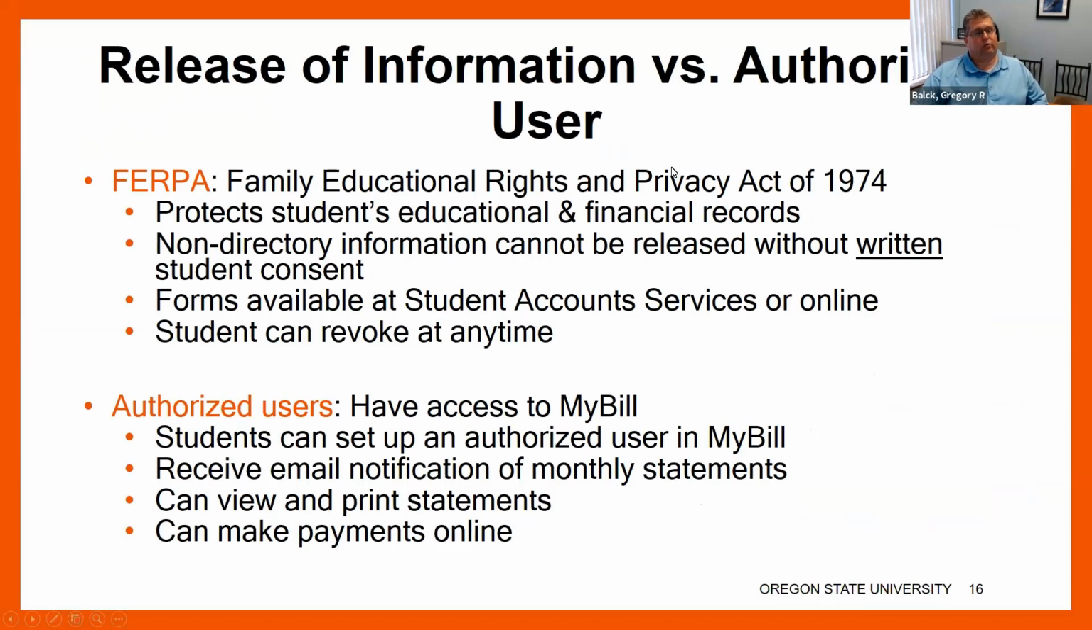Now, the release that is necessary for us to be able to release information is called FERPA, which is the Family Educational Rights and Privacy Act of 1974. Basically it states that the student's educational and financial record is protected. We cannot release non-directory information without written consent. That form can be found online. It can be picked up at the student account window. Keep in mind the student can revoke this form at any time as well.